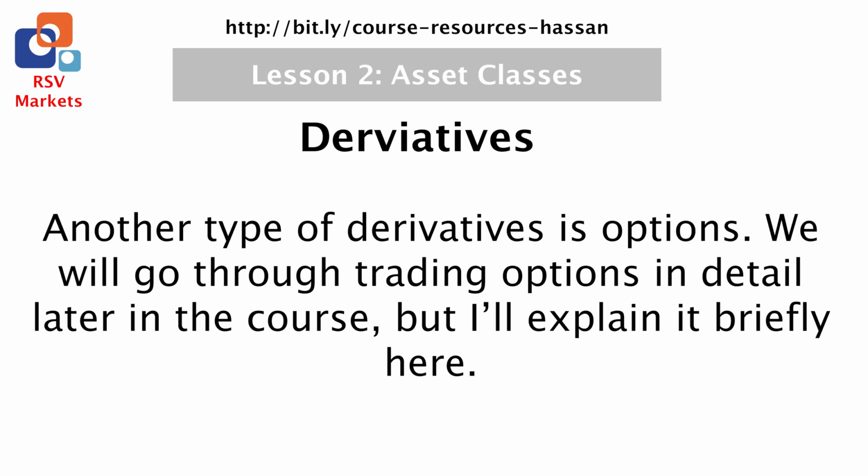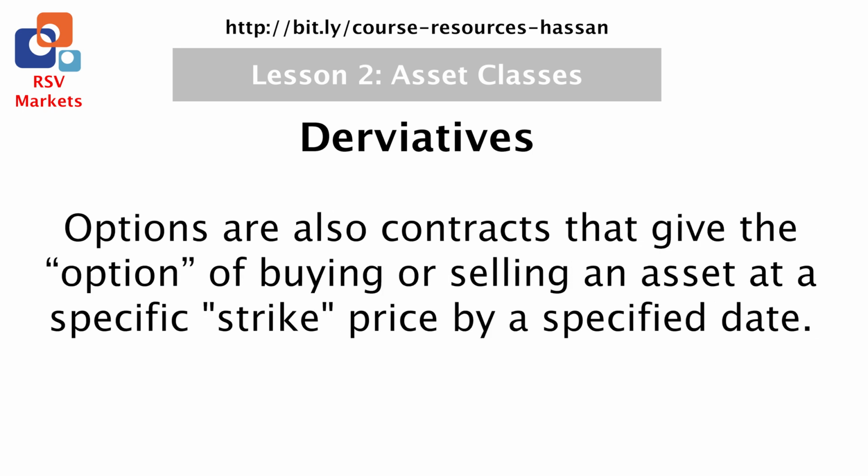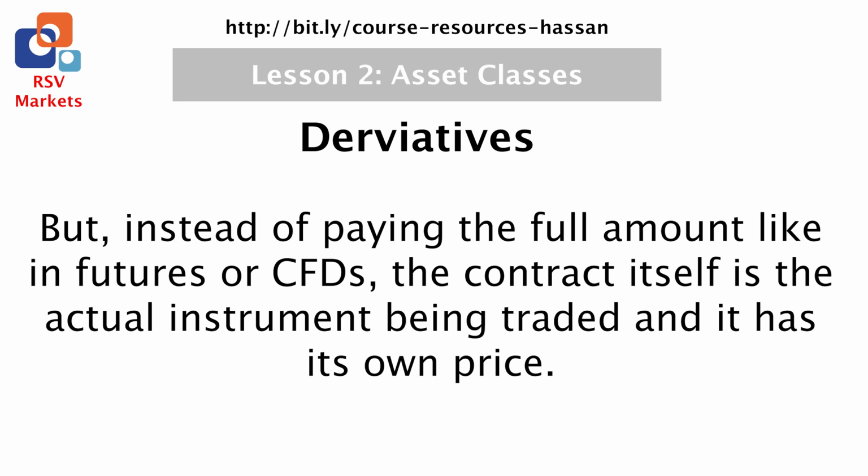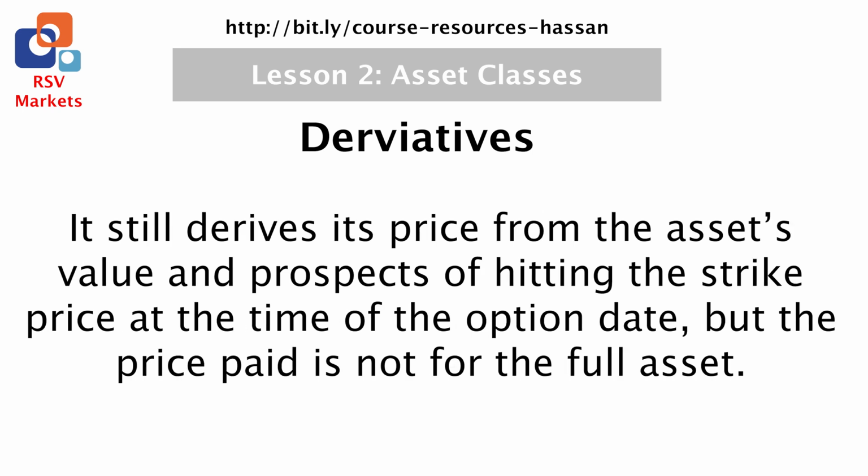Another type of derivatives is options. We will go through trading options in detail later in the course, but I'll explain it briefly here. Options are also contracts that give the option of buying or selling an asset at a specific strike price by a specified date. But instead of paying the full amount like in futures or CFDs, the contract itself is the actual instrument being traded and it has its own price. It still derives its price from the asset's value and prospects of hitting the strike price at the time of the option date, but the price paid is not for the full asset.